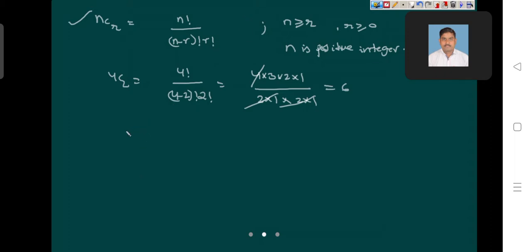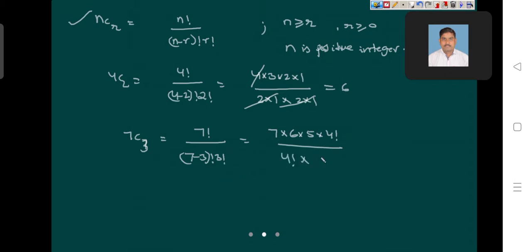In the same way, let us try to find 7C3. According to this formula, 7 factorial by (7 minus 3) factorial into 3 factorial. You know that 7 factorial is 7 into 6 into 5 into 4 factorial, by 4 factorial, into 3 factorial, which you can write as 1 into 2 into 3. Now 4 factorial cancels. 2 threes are 6, 2 threes are 6, cancel. 7 fives are 35. So 7C3 is equal to 35. So 4C2 is 6, 7C3 is 35.